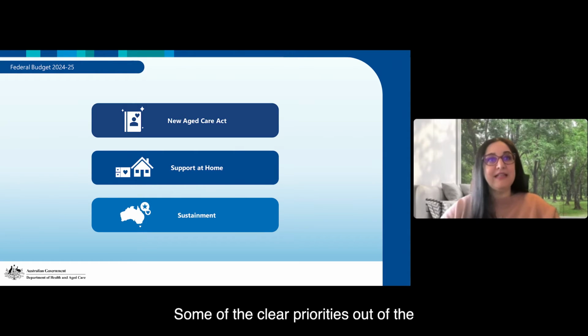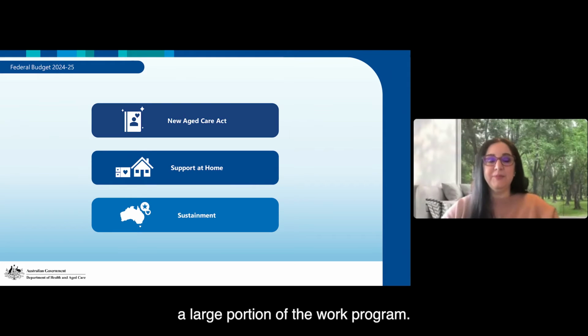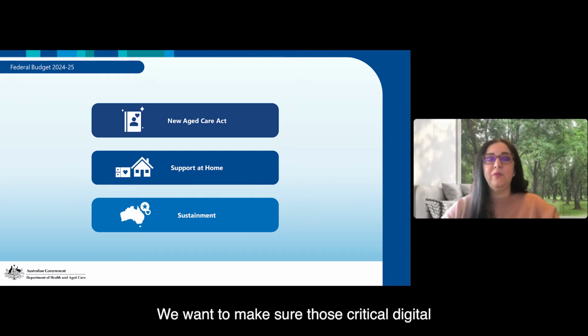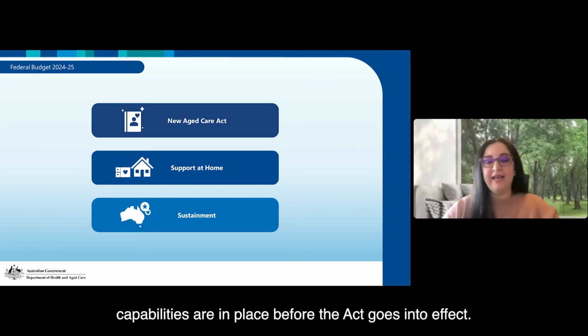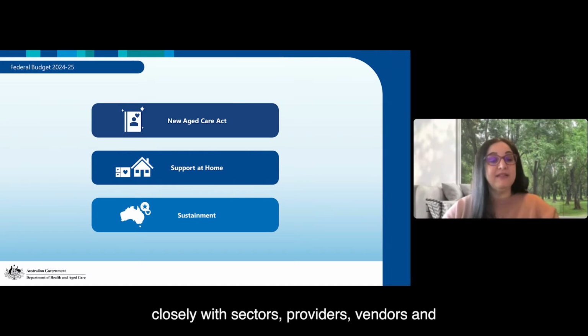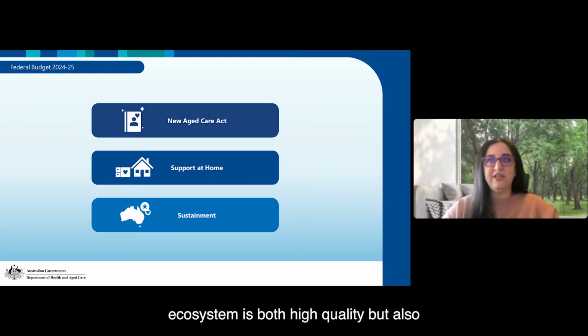Some of the clear priorities out of the budget, though, included the new Aged Care Act, which is a large portion of the work program, will focus on the progression of the next phase of the implementation of the new Aged Care Act. We want to make sure those critical digital capabilities are in place before the Act goes into effect. Across the department, I know that we'll be working closely with sectors, providers, vendors and older Australians so that the new aged care digital ecosystem is both high quality but also legislatively compliant.